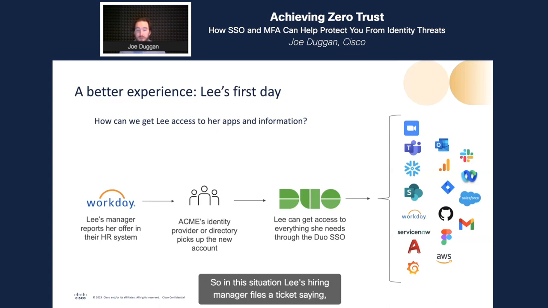So in this situation, Lee's hiring manager files a ticket saying, hey, Lee did great on the interview process, and we'd really love to hire her. She just accepted the offer, so let's get that moving and onboard her. That syncs into the company's identity provider. And at that point, Duo picks it up from there and then federates it out and gives Lee access, protected access, to all of these applications that she needs to have access to in order to do her day job.